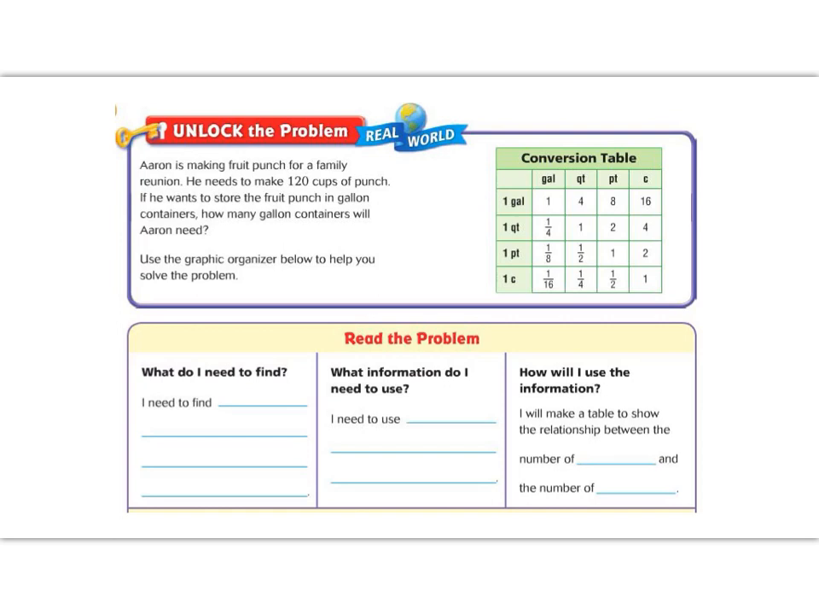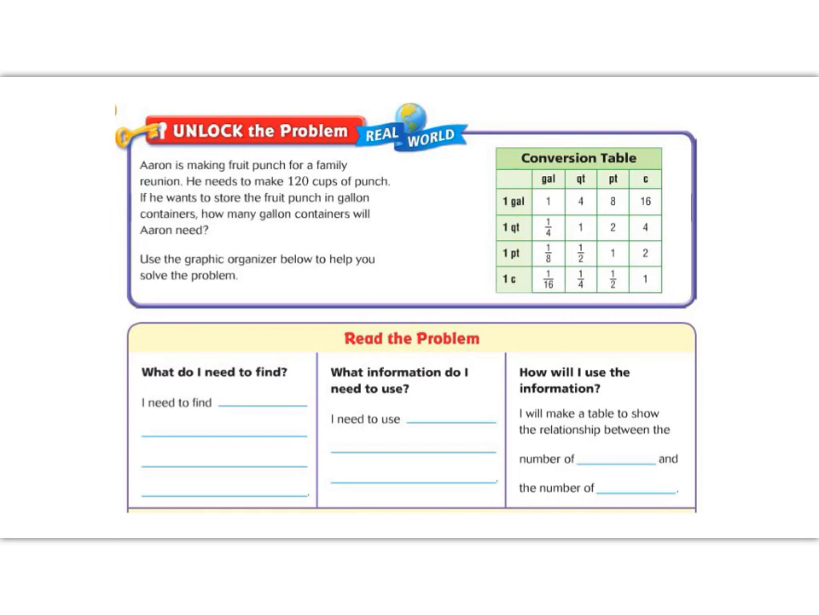Let's begin by reading the Unlock the Problem. Aaron is making fruit punch for a family reunion. He needs to make 120 cups of punch. If he wants to store the fruit punch in gallon-sized containers, how many gallon containers will Aaron need? Use the graphic organizer below to help you solve the problem.